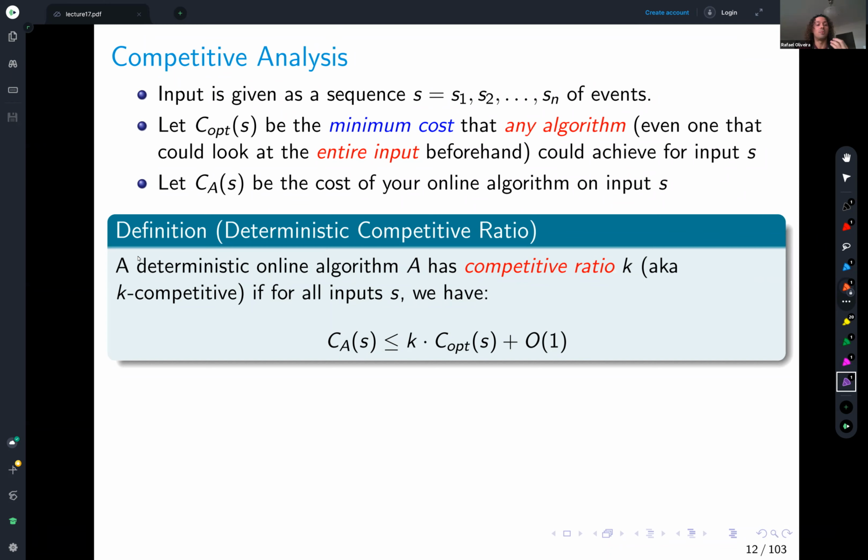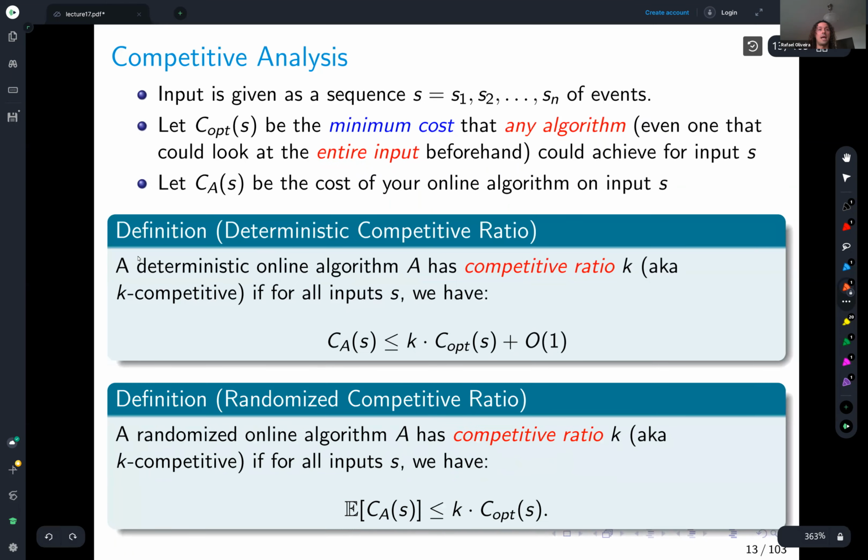And now what we say is that there's a deterministic competitive ratio. So if your algorithm is deterministic, a deterministic online algorithm A, we say that it has a competitive ratio K, and we also say that this algorithm is K-competitive if for all inputs S, so that's our worst case appearing here, the cost of the algorithm A on input S is less than or equal to K times the cost of the optimum for S plus some constant. Does that make sense?